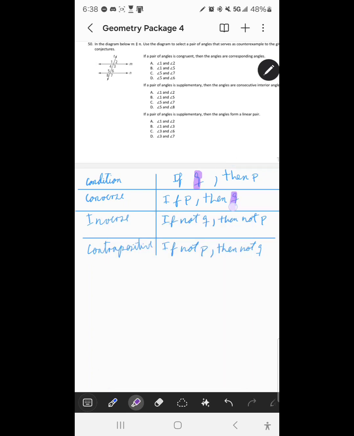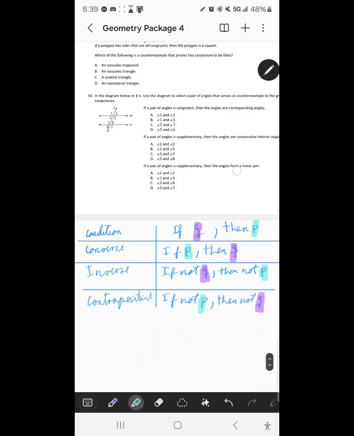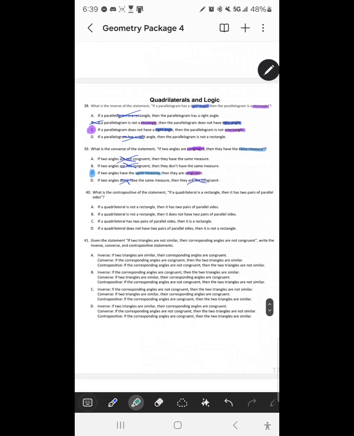So Q, Q, Q, Q. And then this is going to be P, so you can visualize it better. So converse is just the flip, and inverse and contrapositive also involve the not.